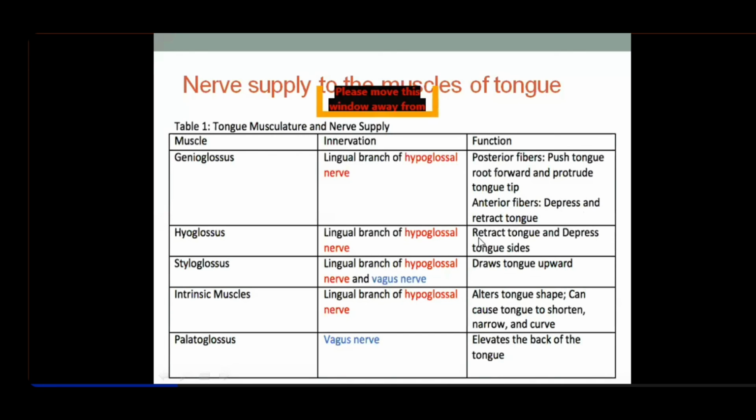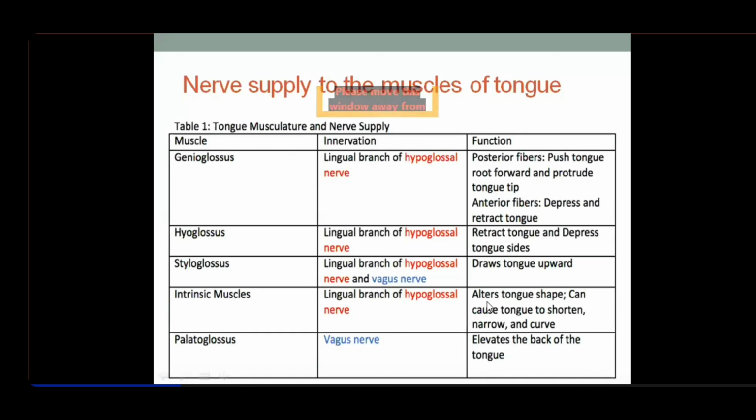This one is Hyoglossus. Hyoglossus is coming from below, from the hyoid. So it will retract the tongue and depress the sides of the tongue, right? You can say it curves the muscle, depressing the margins on the two sides. Then styloglossus obviously is coming from behind, from the styloid process, so it will elevate the posterior portion of the tongue upwards, right? It will withdraw the tongue back.